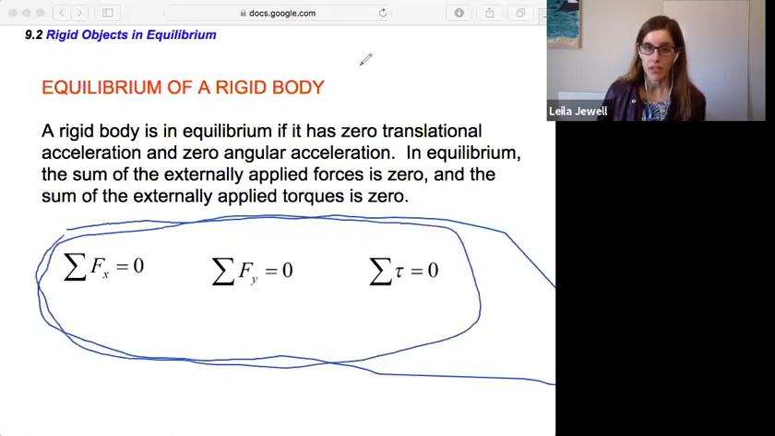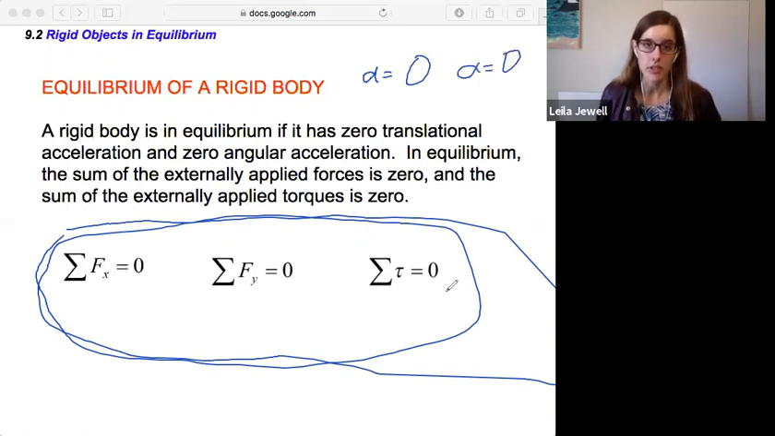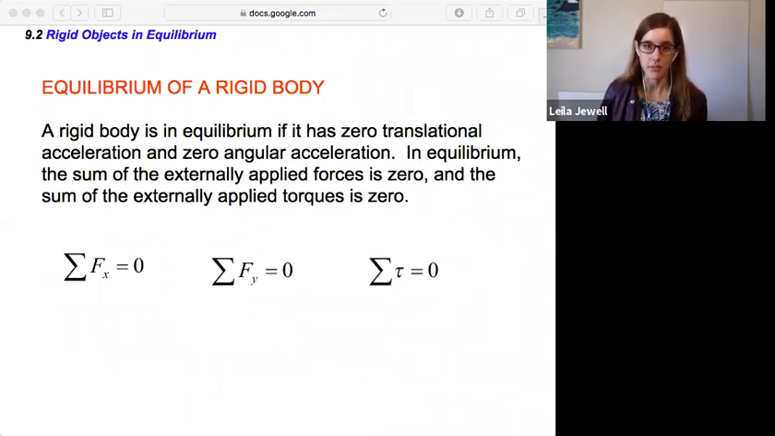Our basic definition of equilibrium is that all the accelerations are equal to 0. And that then connects to this by Newton's second law, that the sum of the forces and the sum of the torques must also be equal to 0. How do we use this in solving problems?